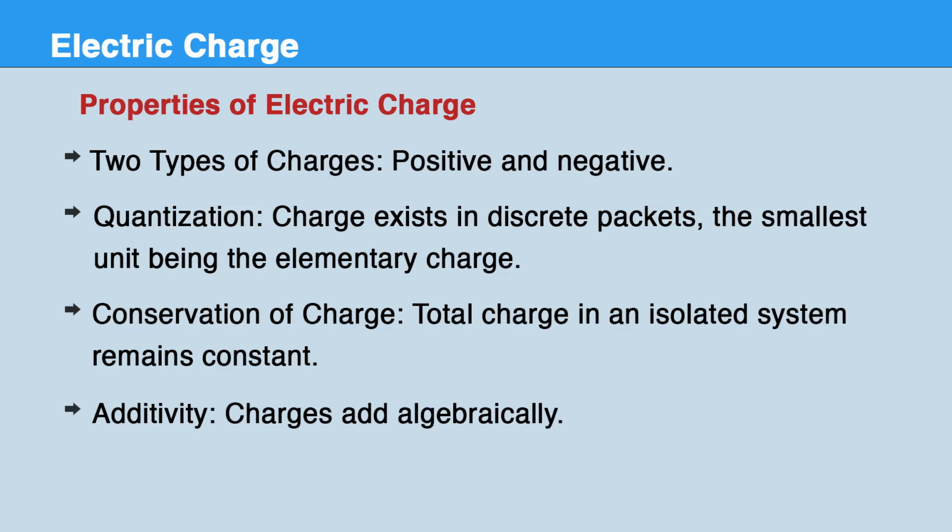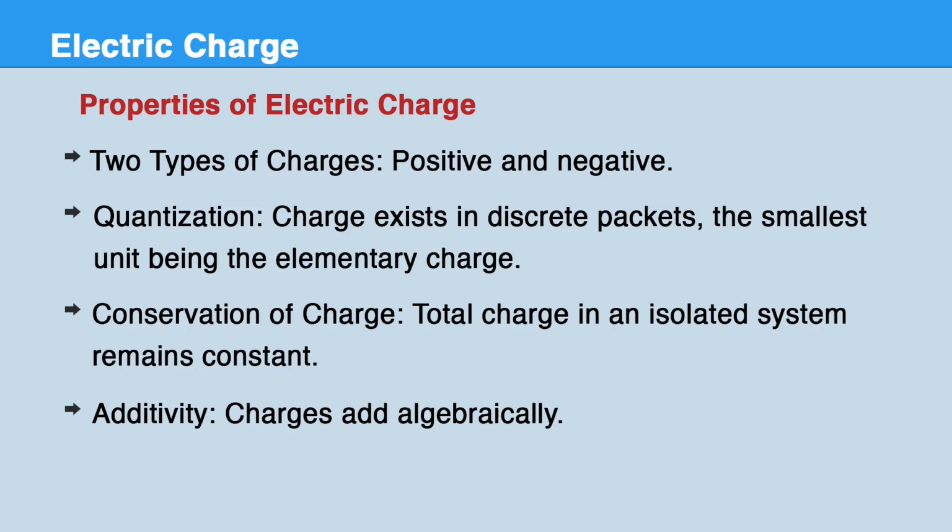Next property is additivity. If you have different charges in a system, you just add them up to find the total. It is like adding and subtracting numbers. For example, if you have plus 3 units of charge and minus 1 unit of charge, then the total net charge is plus 2 units, because plus 3 minus 1 equals 2.